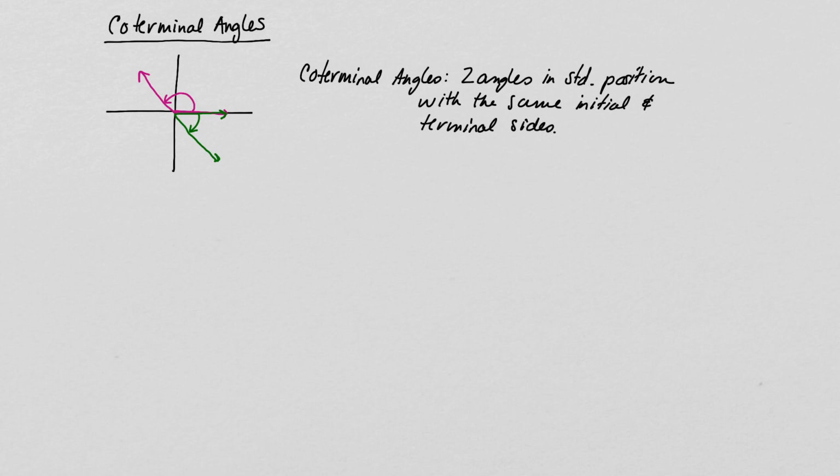So, for example, say I have this one angle and it starts here and goes here, and let's say that's 45 degrees. Another coterminal angle might be the angle that starts along this line here, the same initial side, goes all the way around and stops. That would be 360 plus another 45, which is 405 degrees.